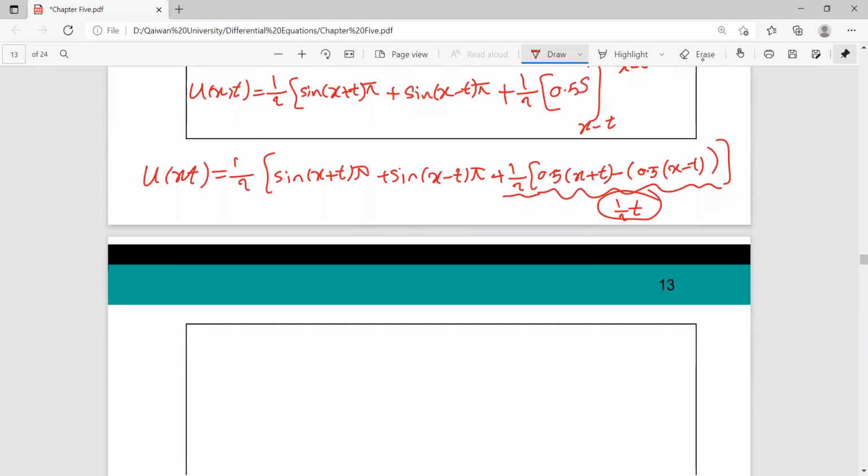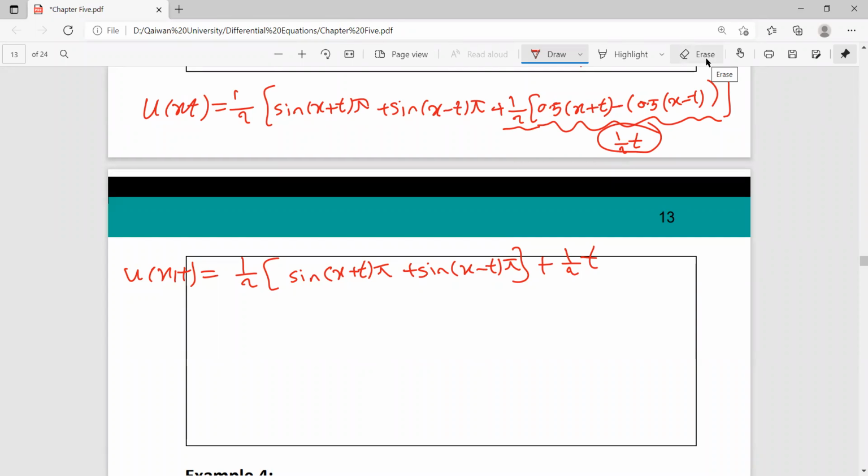So you get u of x,t equals a half of sine (x plus t) pi plus sine (x minus t) pi plus half of t. This is u of x,t.